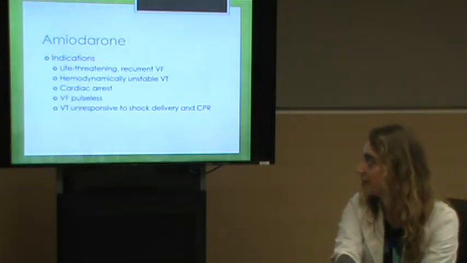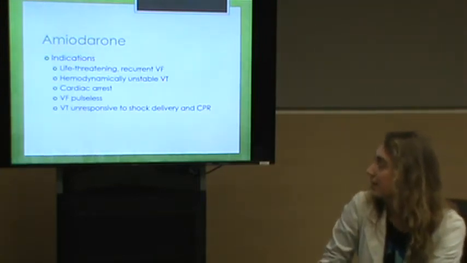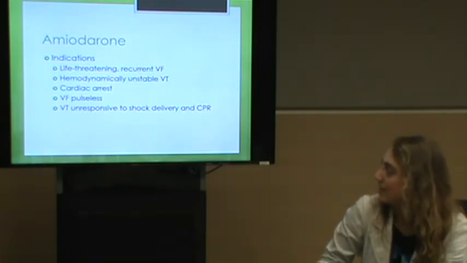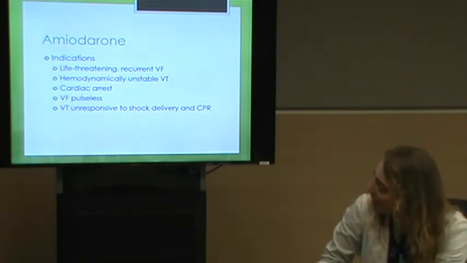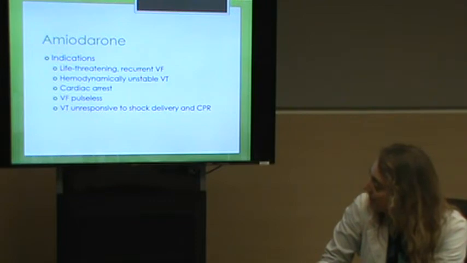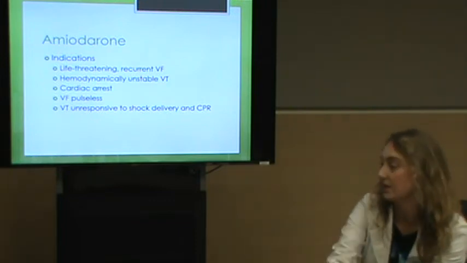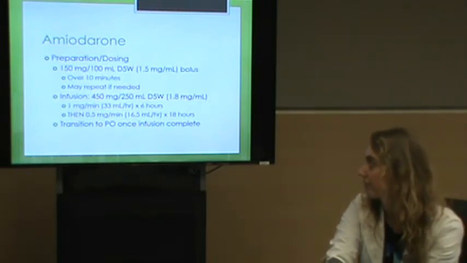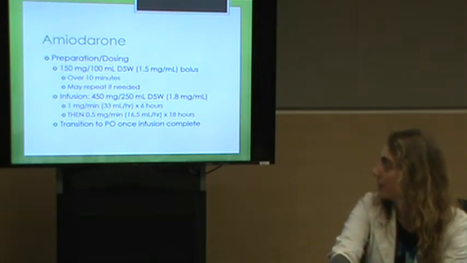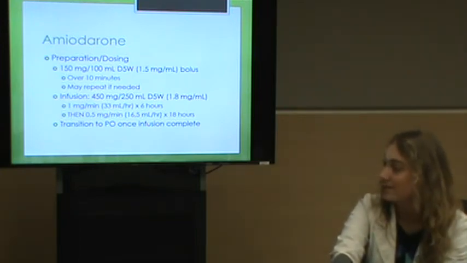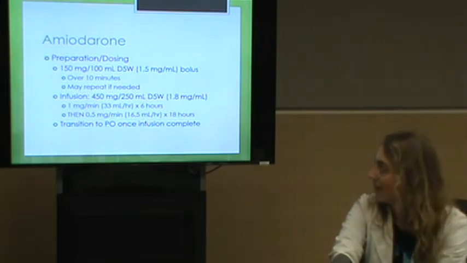Amiodarone, another antiarrhythmic, used for life-threatening and recurrent VFib, hemodynamically unstable VTAC, cardiac arrest VFib that's pulseless, and VTAC unresponsive to shock delivery and CPR. In terms of preparation, we have premixes available for you guys to get started with, and then we typically will send you a drip after that.